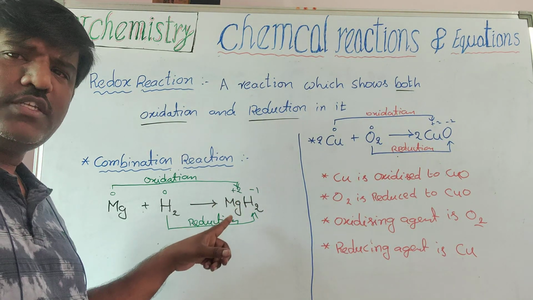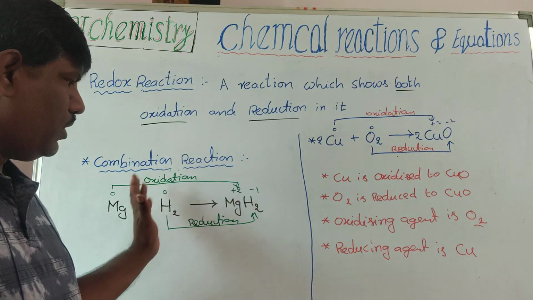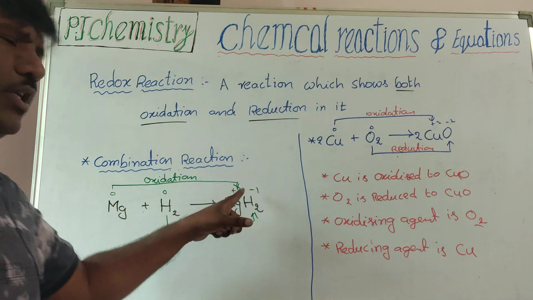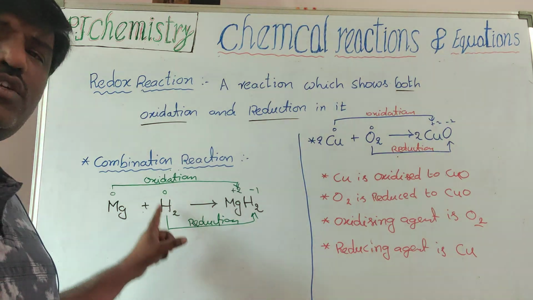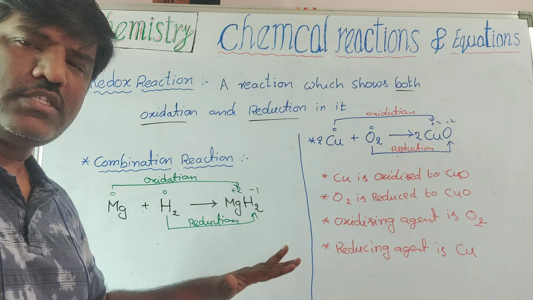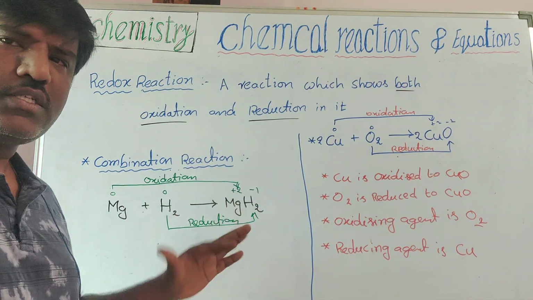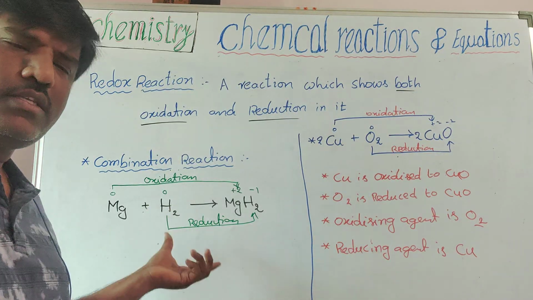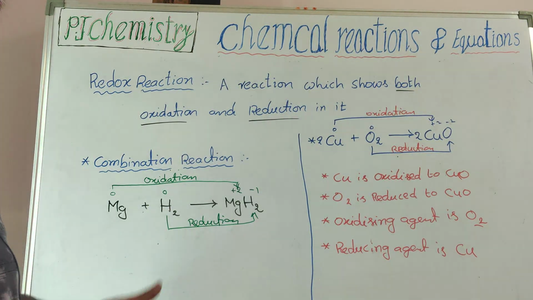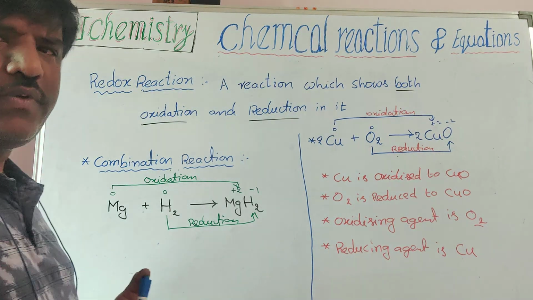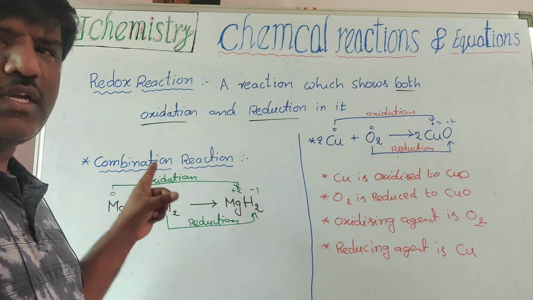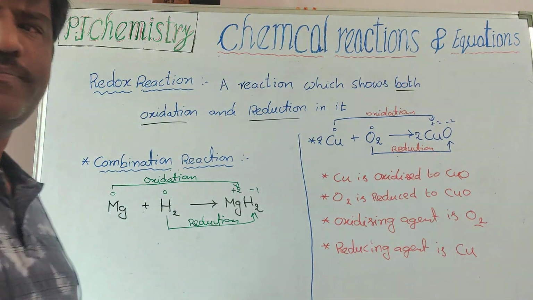Hydrogen minus 1, magnesium plus 2. Like that, 0 to plus 2, the oxidation number increases: oxidation. Hydrogen 0 to minus 1, the oxidation number decreases: reduction. Oxidation and reduction both take place in the same equation. That is why it is a redox reaction, that we discussed in the previous video, the combination reaction. Today it's a continuation.